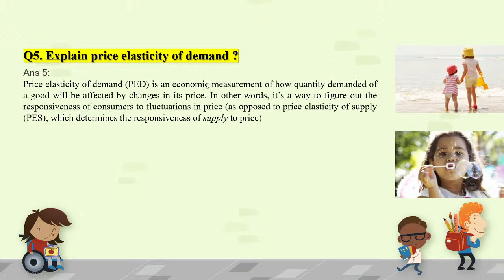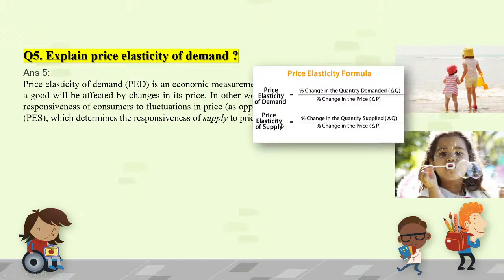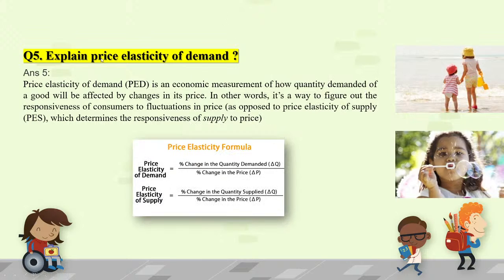It's an economic measurement that shows how much the quantity demanded will be affected by a change in price, so it helps us figure out the responsiveness of consumers towards the fluctuation of prices. And this is price elasticity of demand. If we replace the word demand by supply, what would it show? It would show the degree of responsiveness of supply towards change in prices. The same has been written here. Price elasticity of supply determines the responsiveness of supply to price.